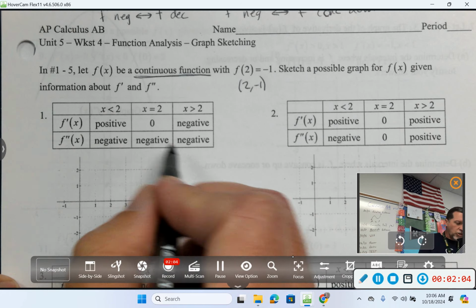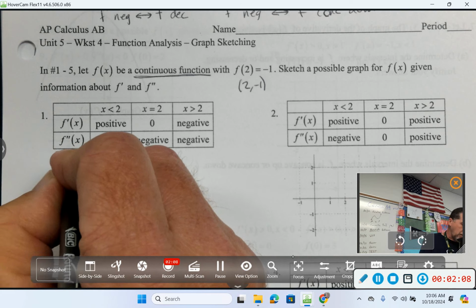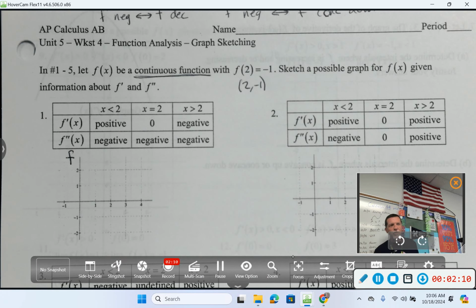Okay, I like to translate this from f prime information into f information. So you're not going to do this every time you do one of these, but the first couple of times it's probably a good idea. And then maybe we'll hit some really complicated ones later where it might be a good idea to kind of go back to this.